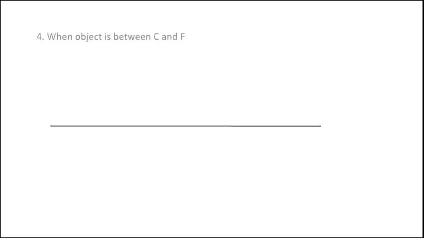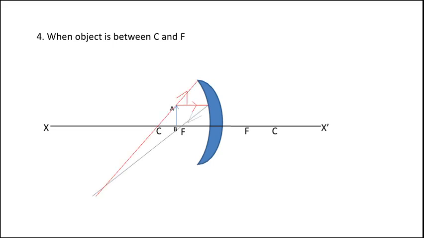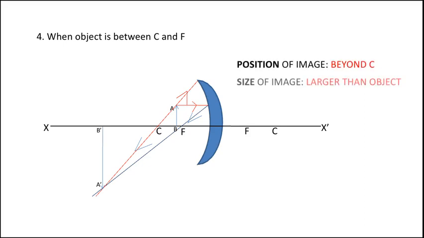Next, diagram number 4 is when the object is between the center of curvature and the focus. Then rule number 1 remains the same. The parallel light will strike the mirror and reflect back through the focus. Second, the ray through the center of curvature will again retrace its path, and the formation of the image takes place beyond the center of curvature. You can easily see that the A dash B dash line is larger than AB, which means the image is larger than the object. The nature of the image is real and inverted.